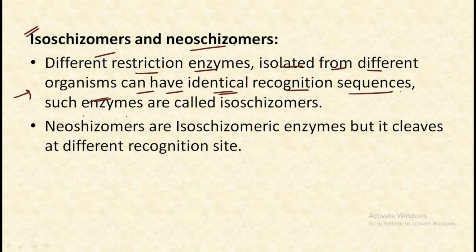Such enzymes are called isoschizomers, and neoschizomers are isoschizomer enzymes that cleave at a different recognition site. So there is nothing to understand in this, just go through it and you will be able to understand the difference between the two. Questions have been asked from the isoschizomers, so next time maybe you may get a question from the other one.